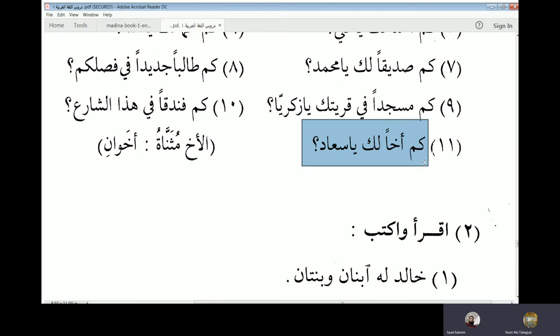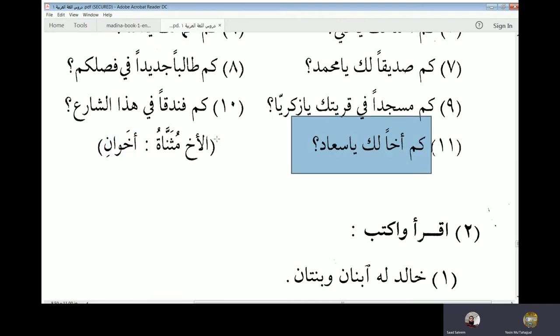Kam akhan laka, ya Suad? That's how many brothers do you have, O Suad? You will use laki because Suad is a feminine name, a female name. So, kam akhan laki, ya Suad? Li akhawani.